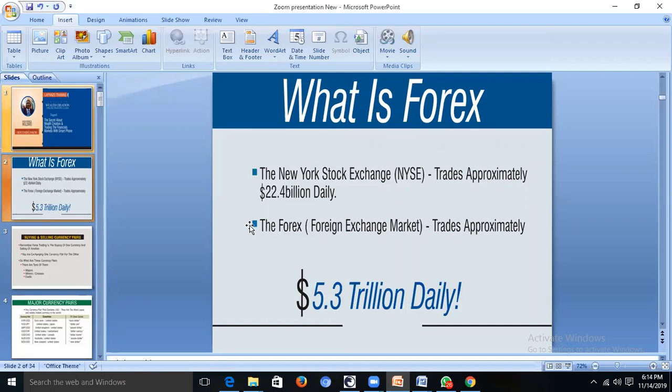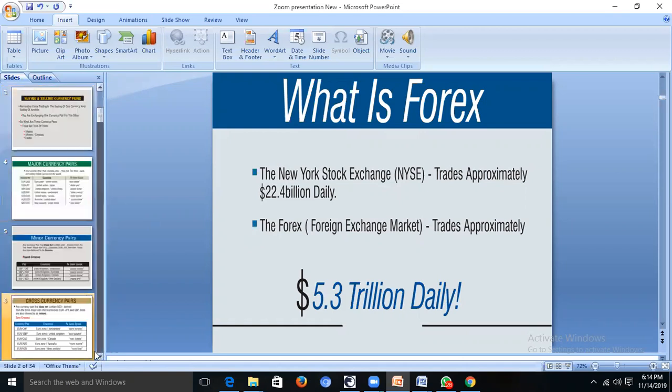Now, what does that mean? It means that what we do in the market does not actually affect the market. The market is being moved by the major players, the government, the hedge fund managers, and the central banks of the world. So let's look at these currency pairs that are being traded in the Forex market.